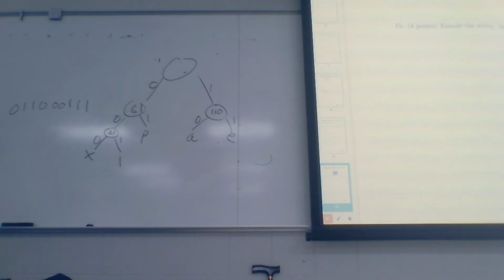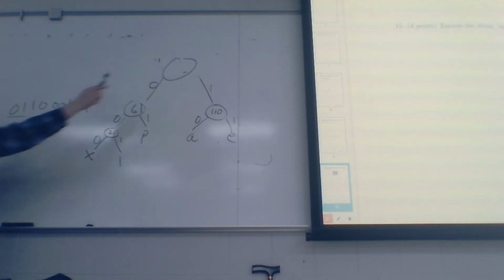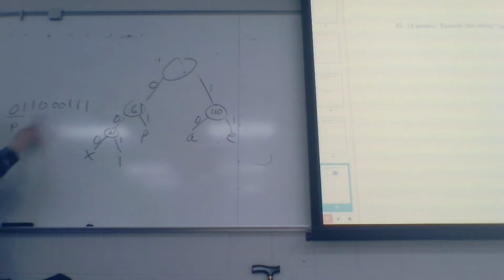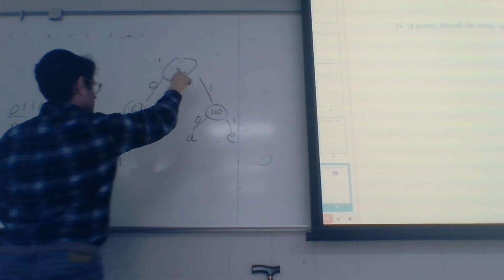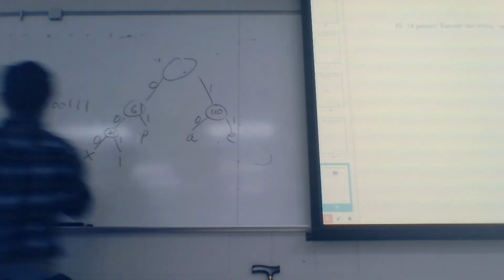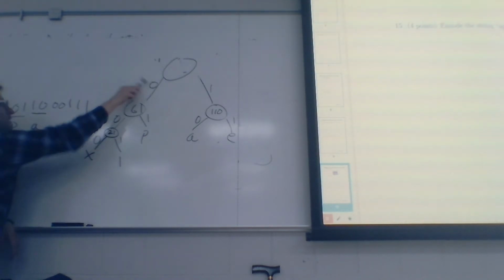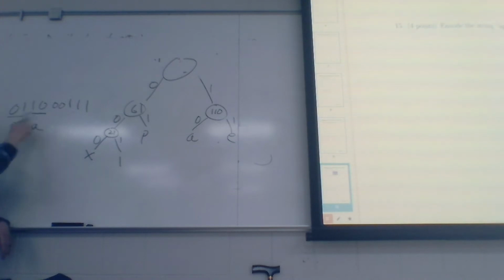So let's go ahead and see. So 0, 1, that's P, right? So 0, 1, we ended up at P. Now we got to a letter, so we start at the next bit. 1, 0. So we do 1, then we do 0. That's an A. So we restart, and we're starting here again, because we did 1, 0.